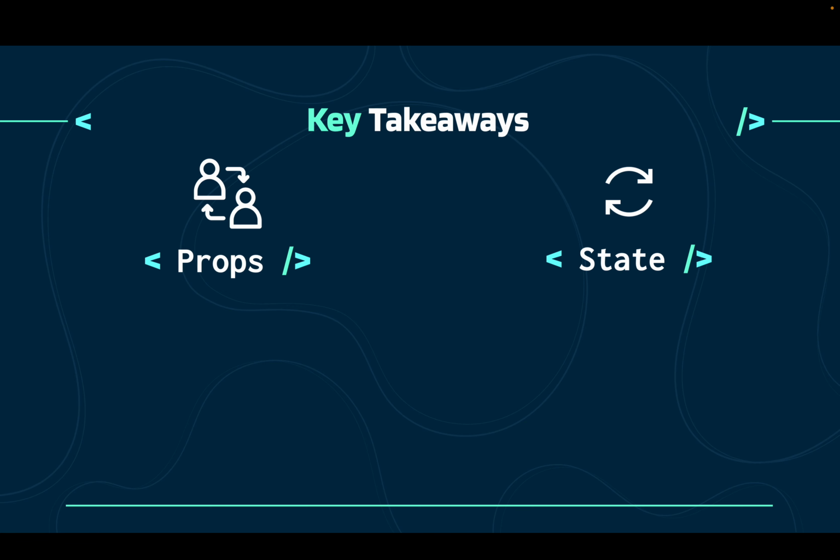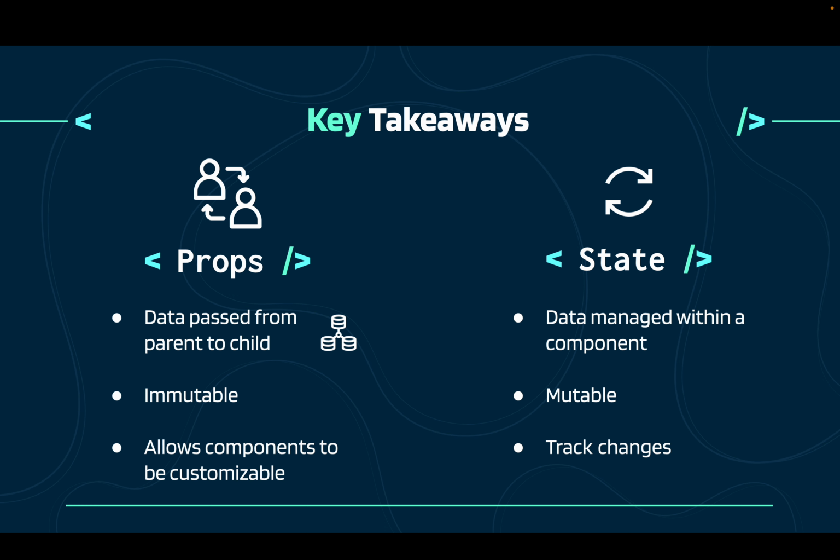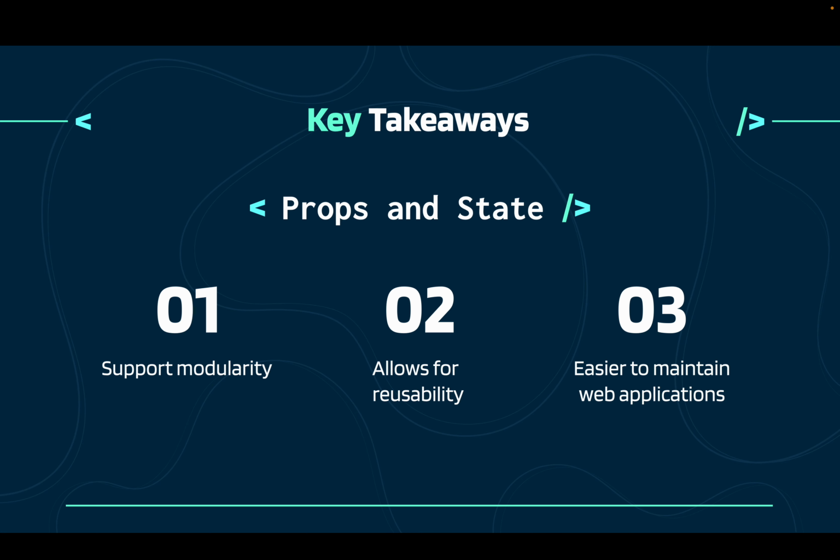To summarize, component-based web development is an essential technique in software engineering for building scalable and maintainable applications. By organizing code into reusable components, we make it easier to maintain, manage, and scale our applications over time. As we talked about previously, props allows data to be passed down from parent to child, enabling customization and reusability. State enables components to track changes, creating interactivity. Together, these concepts support modularity, reusability, and maintainability in web applications.